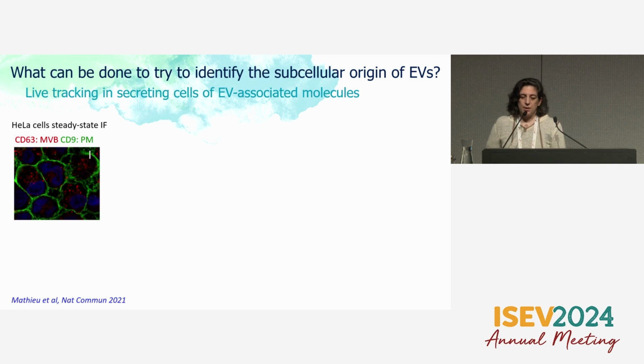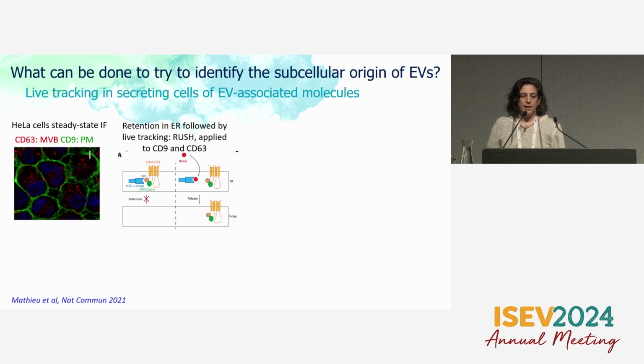So we tried to answer this question by engineering cells to express CD9 or CD63 in the system that's called RUSH, which means retention using a selective hook, where you retain a secreted protein inside the endoplasmic reticulum with a hook with a biotin-streptavidin tag. And when you put biotin, then you release the protein and it follows its intracellular trafficking. So we could follow this way the intracellular trafficking of both CD63 and CD9.